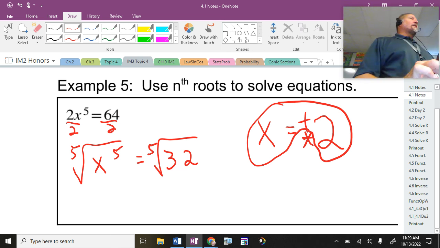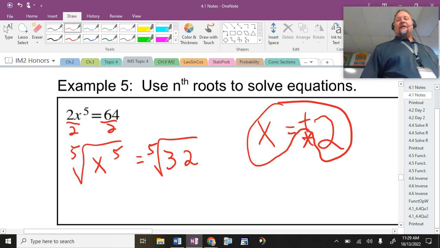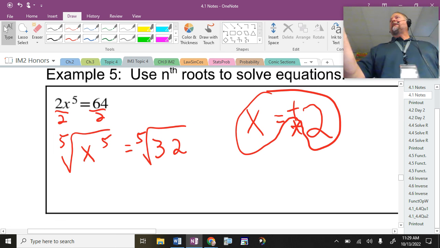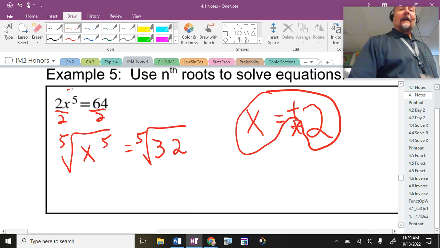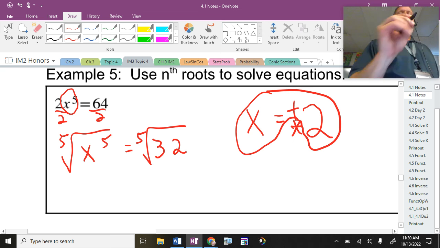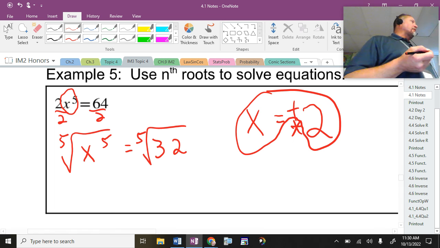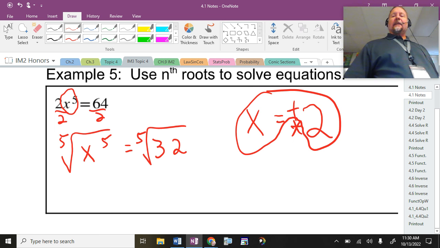Okay, you're fumbling majorly. Okay, so no, only a positive 2 could be the answer. I mean, think about it. If I inputted negative 2 in here, I would end up with negative 64, and negative 64 does not equal 64. So only 2 is the answer.